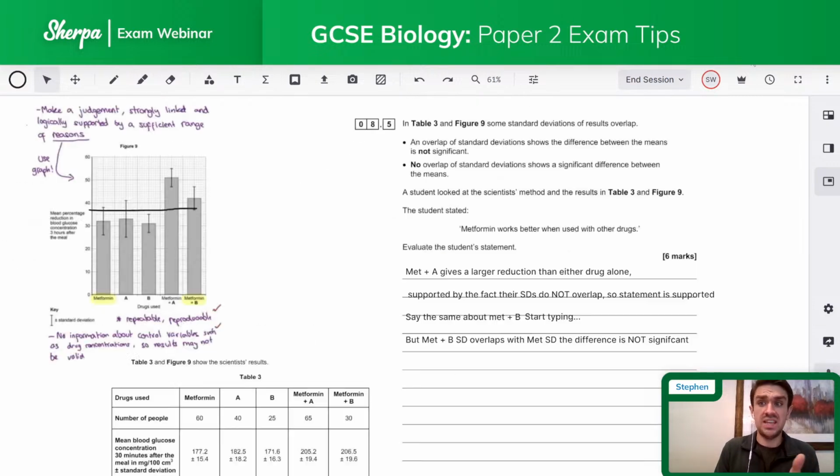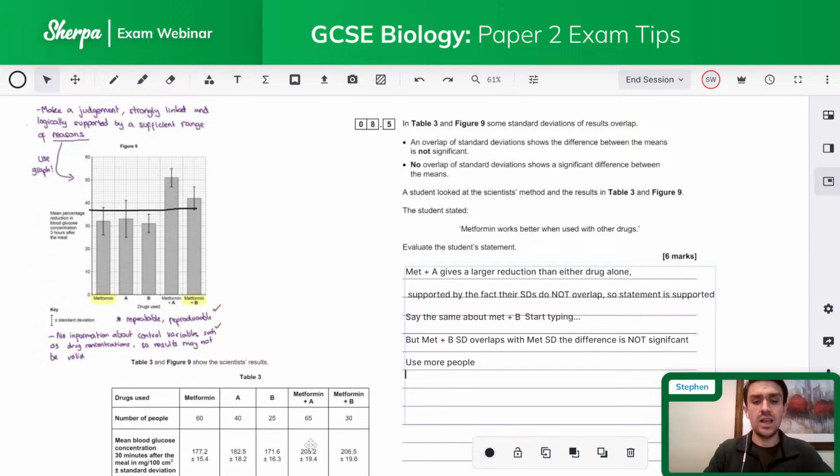So we can say they need to use more people in their experiment. That's going to make it more valid. Okay, so use more people, and so we get an understanding of if it's for everyone. Additionally, the number of people in each group here, that is no good. It is no good that we use 25 people for drug B and then 65 people for metformin A plus A, because we're going to get a much better understanding if we use more people. We're going to have more data. So use the same number of people from each group.